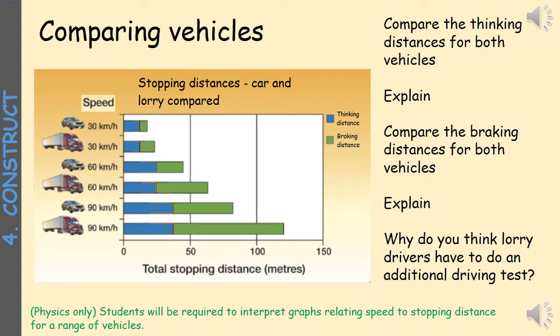If you actually get a ruler and measure the length of the bars, you'll find that for the first ones, the braking distance is about twice as much for the lorry as it is for the car. For the third one, it's just under twice as much. So you could say in an exam that the braking distance is about double for the lorry compared to the car.